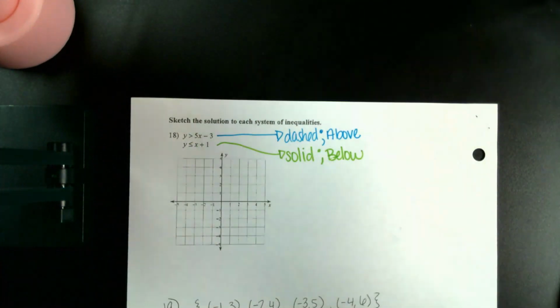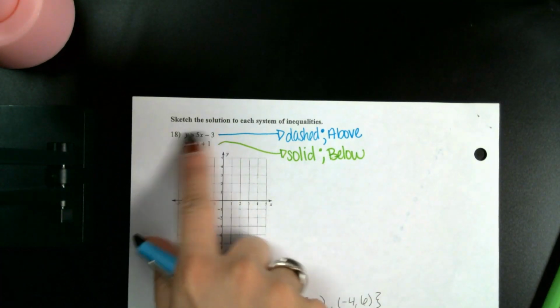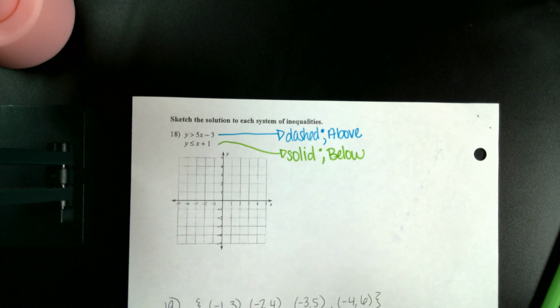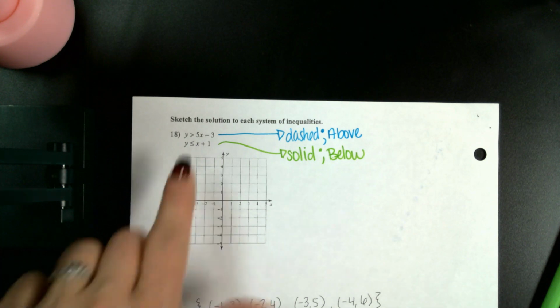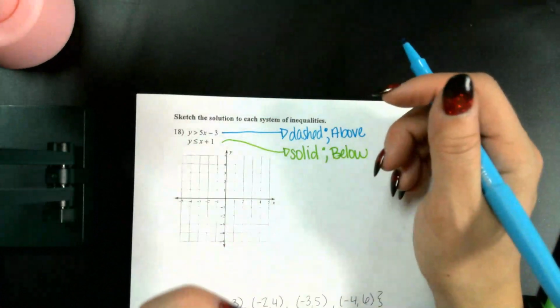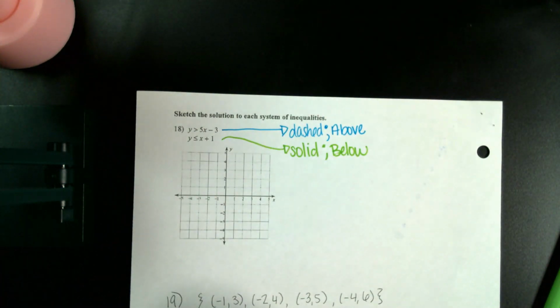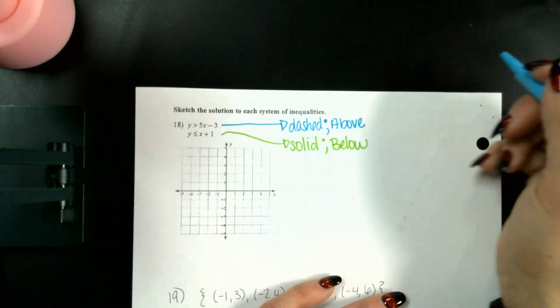Okay, so I am going to plot these separately. I'm going to start with the top line, make it blue, and then the bottom line I'll make green. Okay, we're not looking for just one ordered pair of where they cross. We're looking for a section of where the shading would overlap. So we're going to do each one individually, and then we'll worry about the shading.